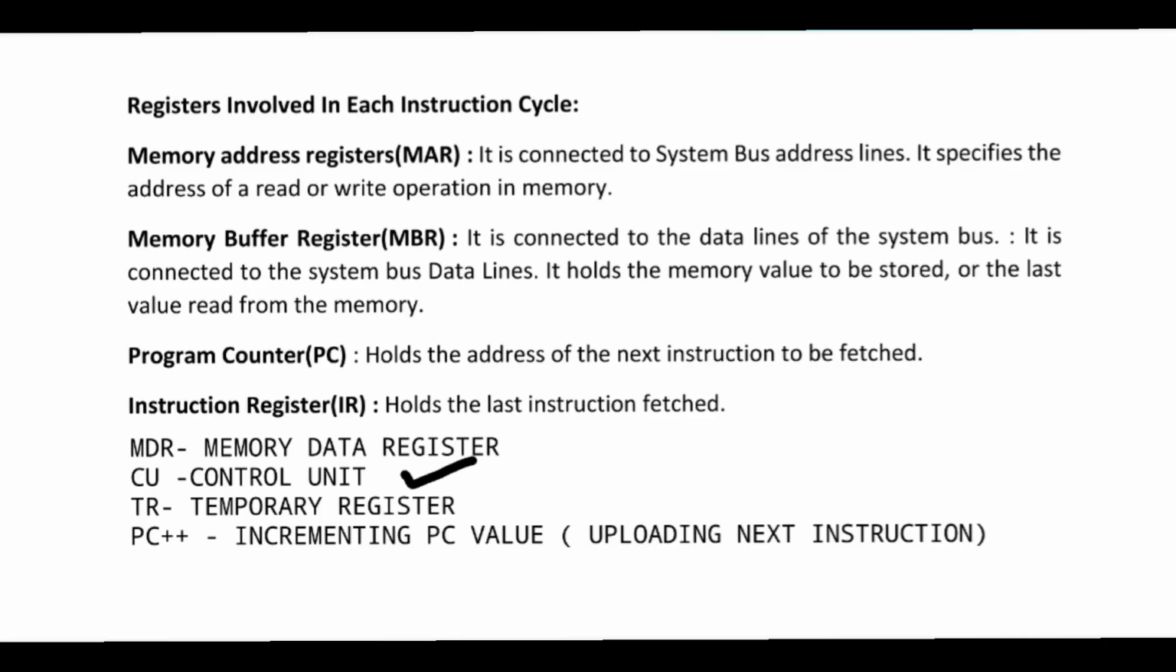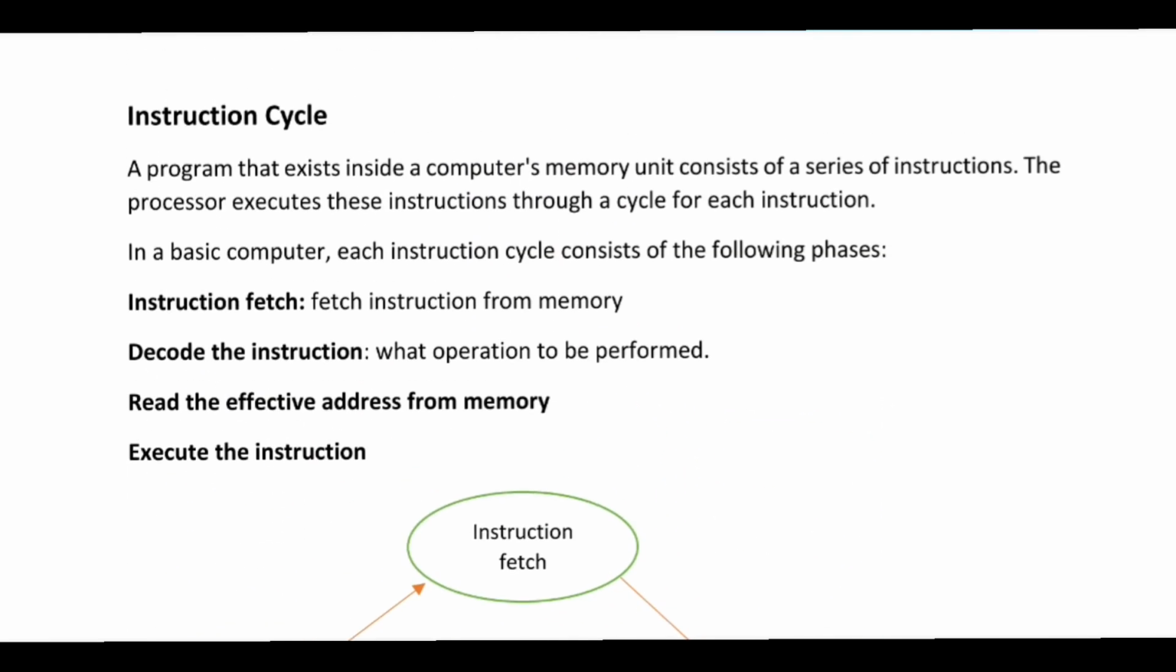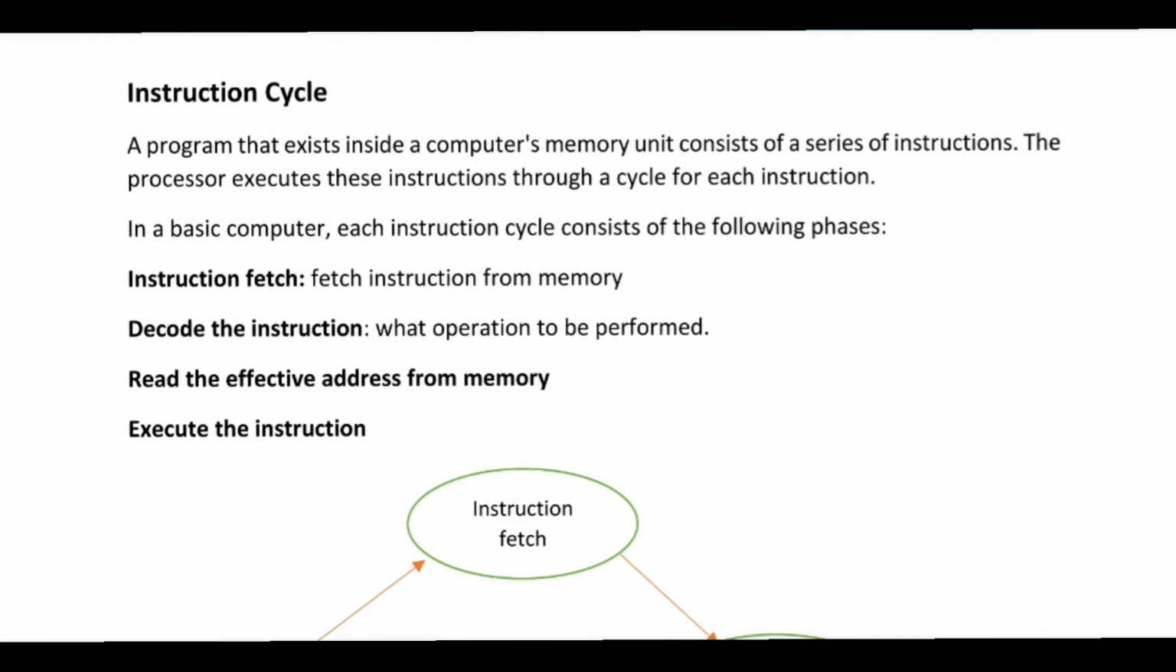Then move towards our control unit. The control unit plays a vital role because decoding the instructions is done by the control unit. Decoding an instruction involves many things like the destination of the operand, the operation, the operand address, the operand itself, or the opcode. The instruction will be decoded by our control unit. You have now cleared up the registers. Now move towards our stages of the instruction cycle.